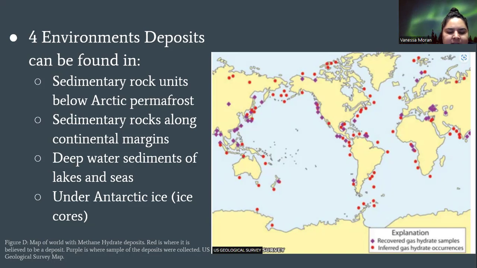And the fourth is in Antarctic ice, which also, they're in the ice cores. And there's a record of the atmospheric methane concentrations in the ice cores that have been drilled out, and they're the primary source of data for global warming research. Figure D here is a map of the world where methane hydrate deposits are. The red dots are where they believe there are deposits, and the purple is where samples of the deposits were collected.